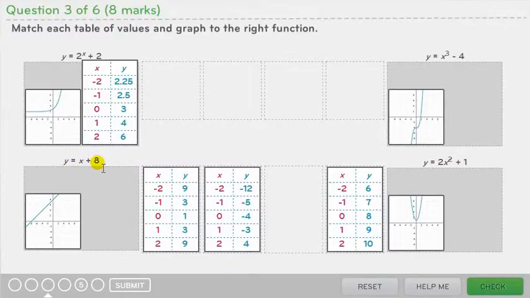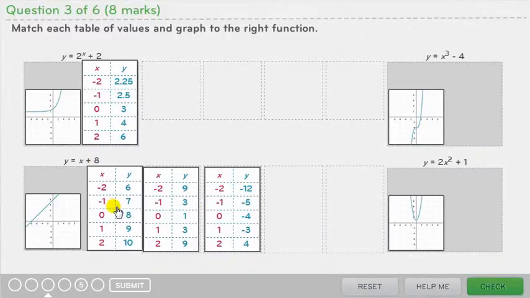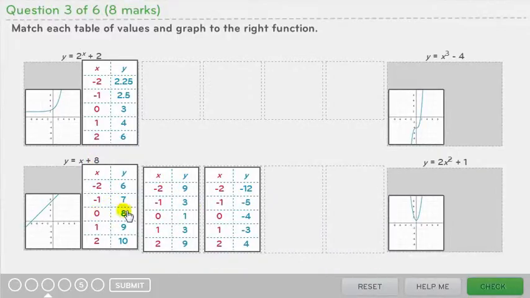y equals x plus 8. If I plug in 0 here for x, I get 0 plus 8 gives me 8. So this table of values has to go with this equation, because when we have an x value of 0, we get a y value of 8. And if you check for all the other values, you'll notice that they all work out as well.